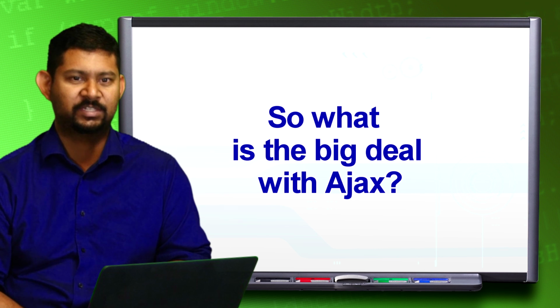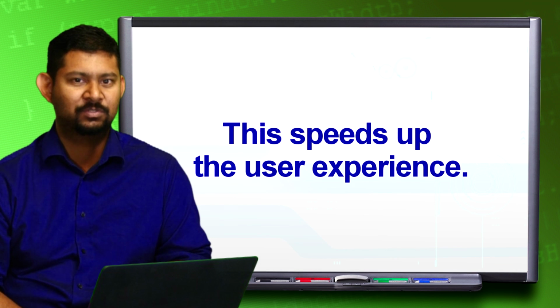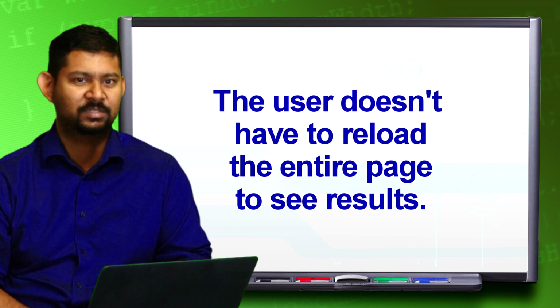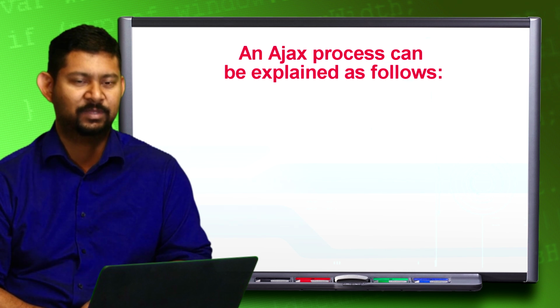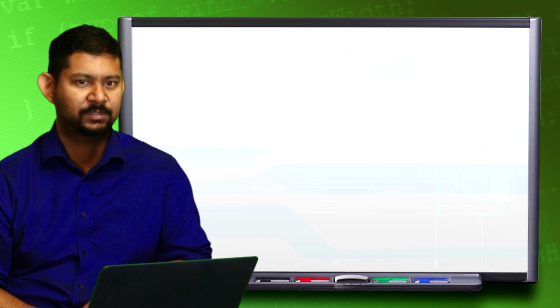So what is the big deal with Ajax? It allows a user to interact with a web page while the browser is waiting for data to load. This speeds up the user experience. The user doesn't have to reload the entire page to see results. An Ajax process can be explained as follows. The browser makes a request to the server. The server responds with some data, usually HTML, XML, or JSON. Then the browser processes the response and does something with it, such as add content to the page.